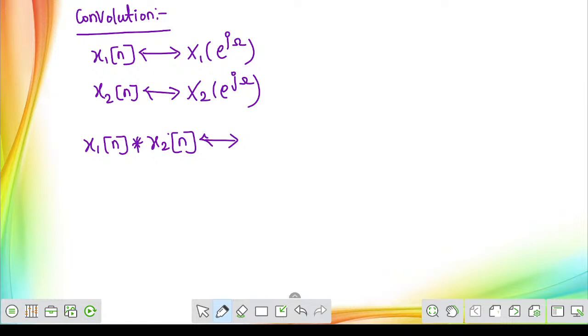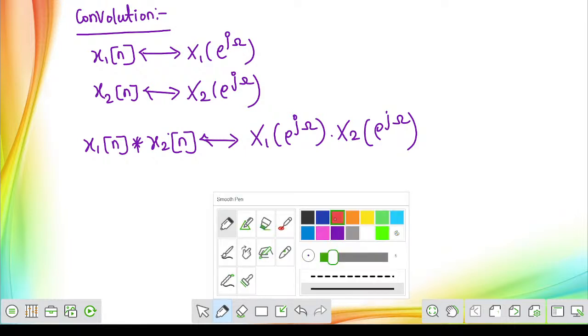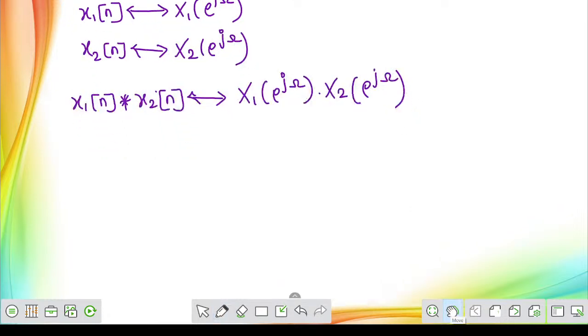If two signals are in convolution in the time domain, then in the frequency domain you can directly multiply them: X1 of e power j omega times X2 of e power j omega. This is what you will obtain as the resultant answer. This is convolution in the time domain. Now if you are doing the same thing in the frequency domain, it is the same as what we discussed for the continuous time Fourier transform. A factor is introduced when we do the convolution in the frequency domain. What is that? The result is multiplied by 1 by 2 pi.